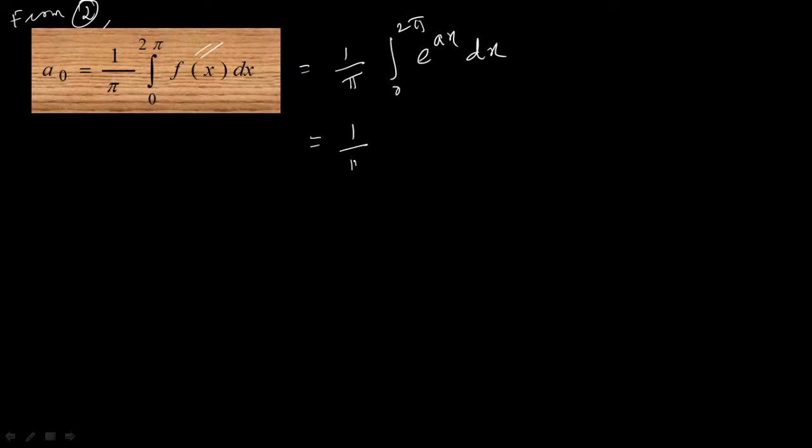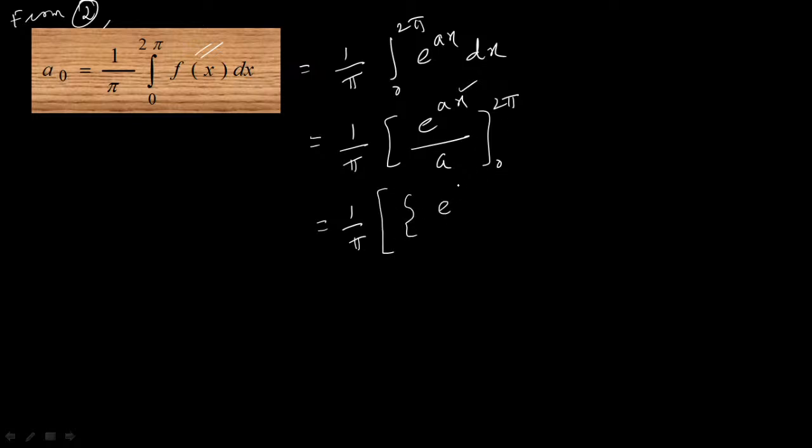While integrating e power ax, as I told you earlier, you get e power ax divided by a, with the limit from 0 to 2 pi. Now let me substitute upper limit minus lower limit. First we substitute the upper limit, that is 2 pi. Just replace x by 2 pi. So e power 2a pi, I am just writing 2 in front. Okay, e power 2a pi divided by a, minus.